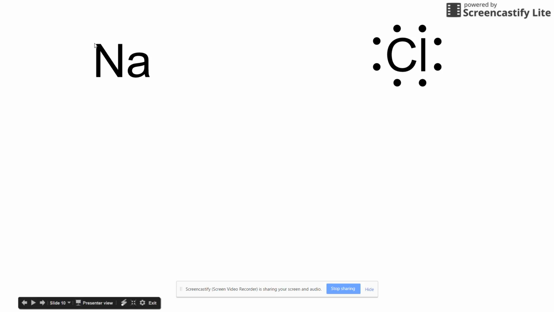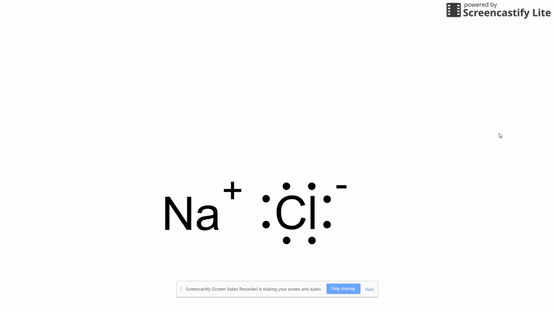Since sodium gave up 1 negative charge, it's going to have 1 more proton than electrons, and so it's going to have a positive charge. Likewise, chlorine, which was neutral with 7 valence electrons, now has 1 more negative charge, so it's going to be a negative 1 charge. Positive and negative attract, and this is what the dot structure of this compound will look like.